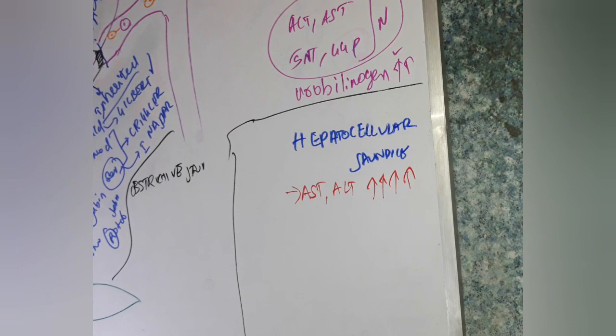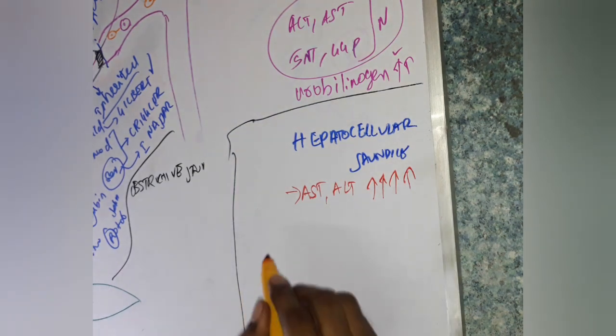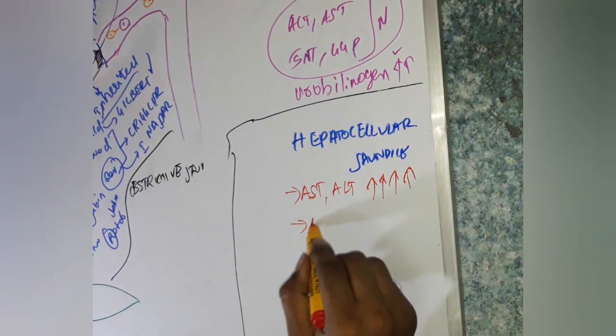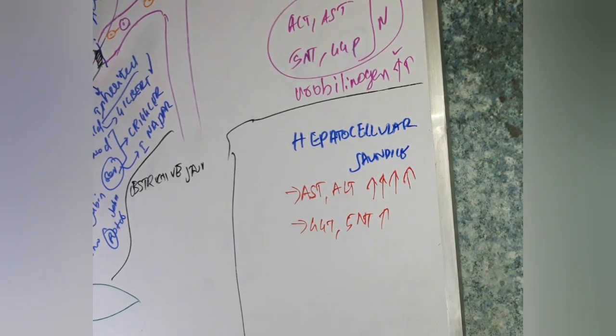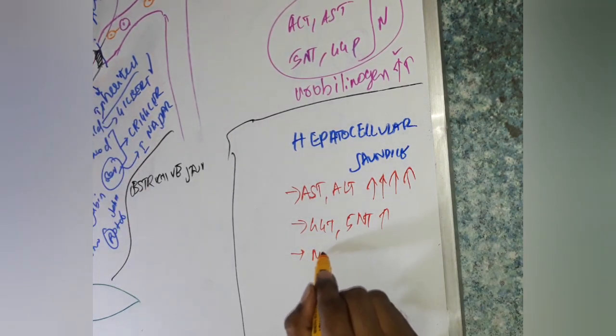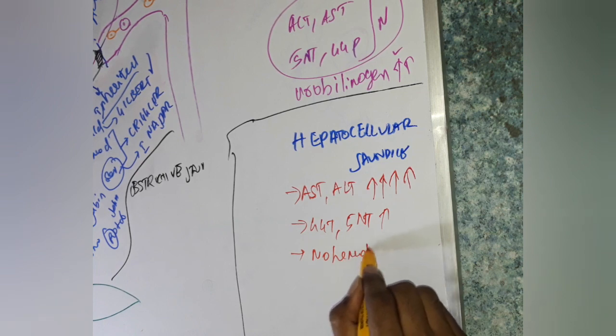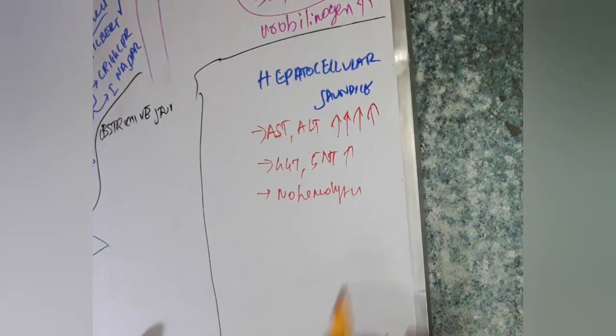Your ALT and AST are definitely going to get increased. Fine. So what happens to your gamma glutamyl transpeptidase and 5-nucleotidase? They are mildly elevated. And definitely there are not going to be signs of hemolysis. No hemolysis, isn't it? There is no hemolysis.